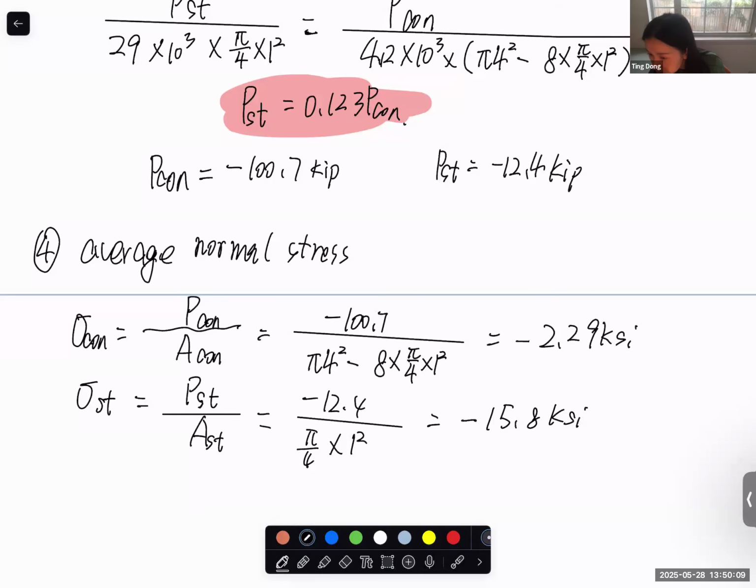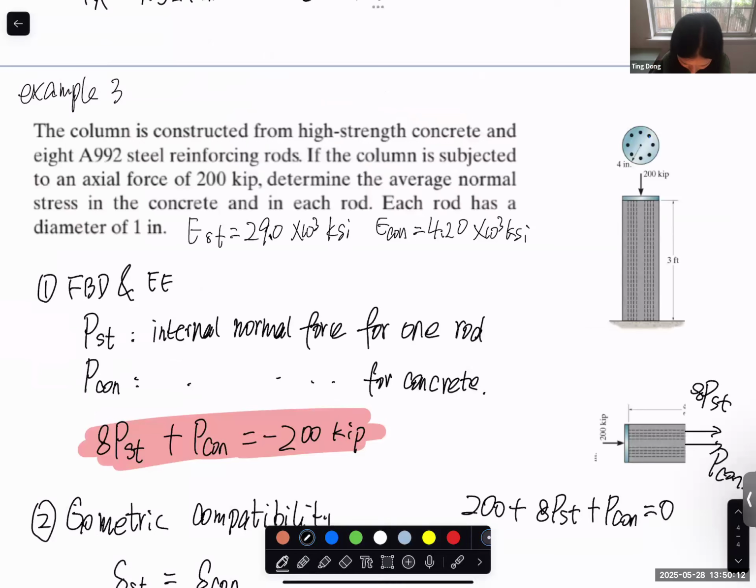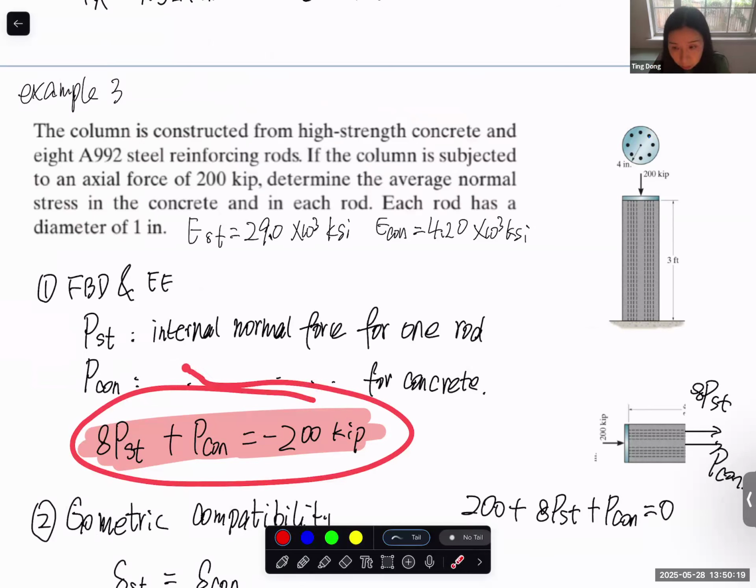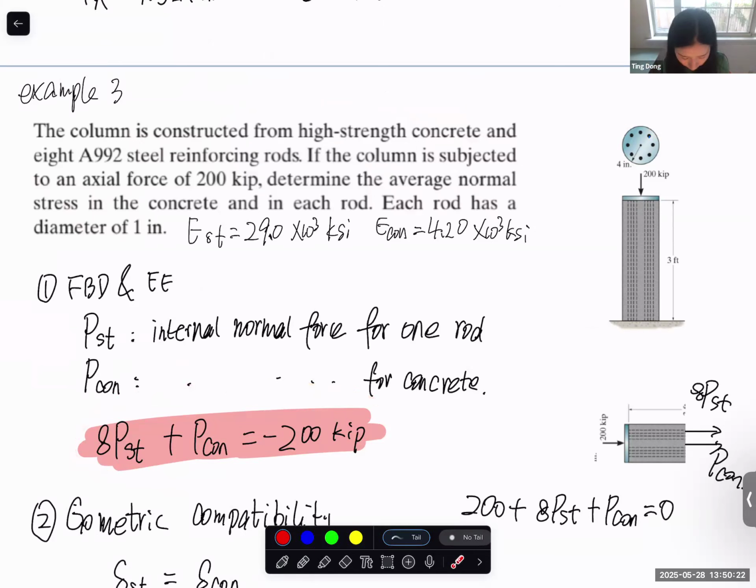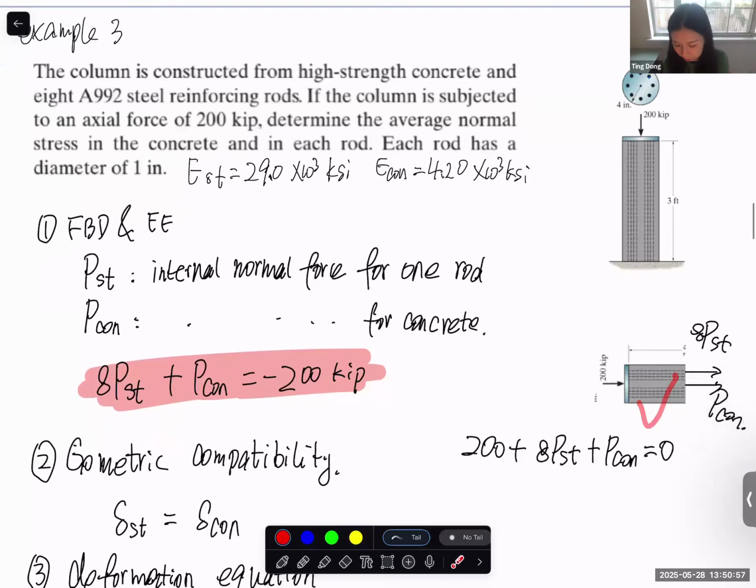This equation? Are you asking about this one? Originally I wrote this one because we know that the steel rod is in compression and the concrete is in compression, and if we set P steel as 1 rod, we have 8 in total. So 8 times the internal force of 1 steel rod plus the concrete should be negative 200 kips. This is what I already said, but some of you asked, how about we use what we did before, write the free body diagram and equilibrium equation? Yes, you can do that.